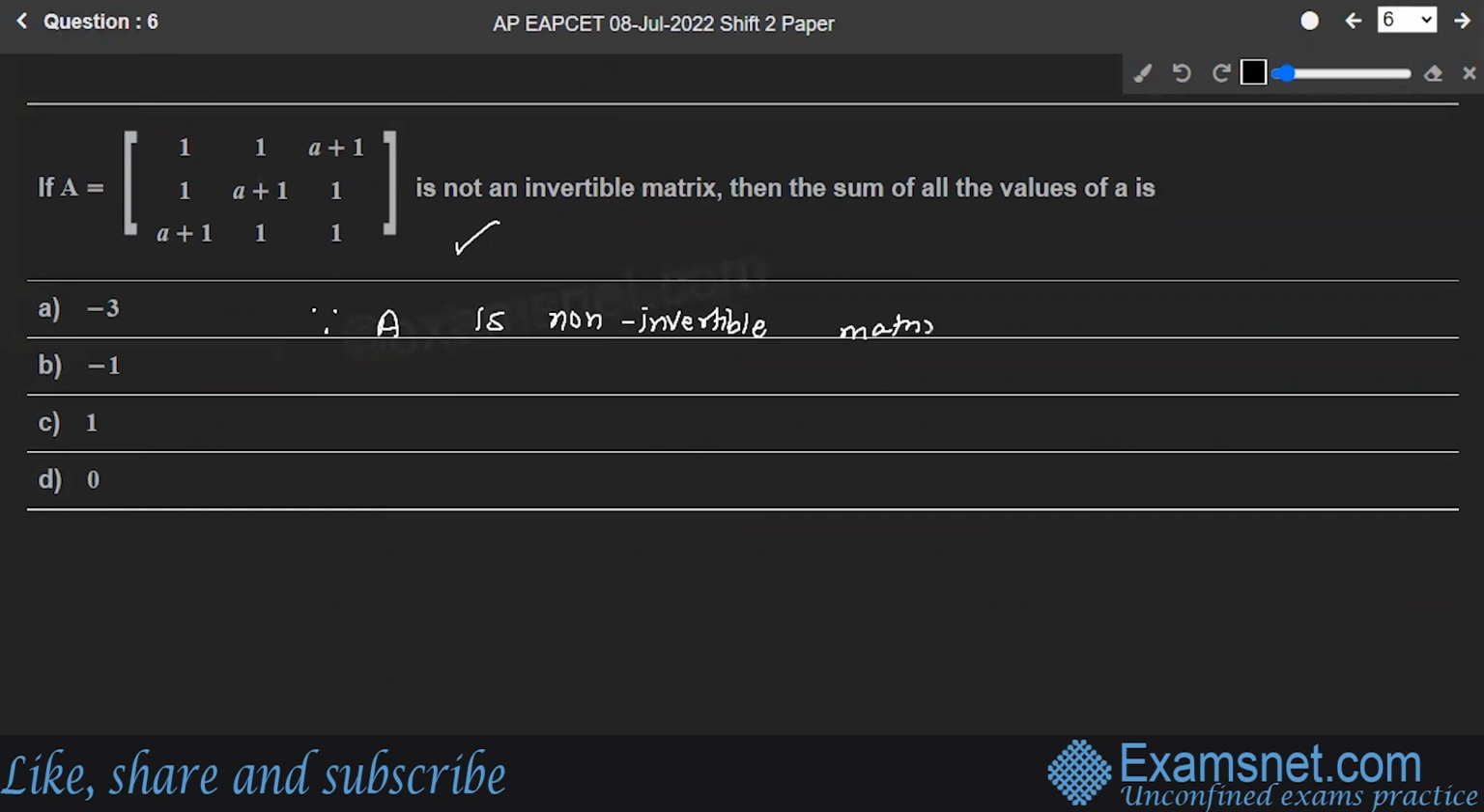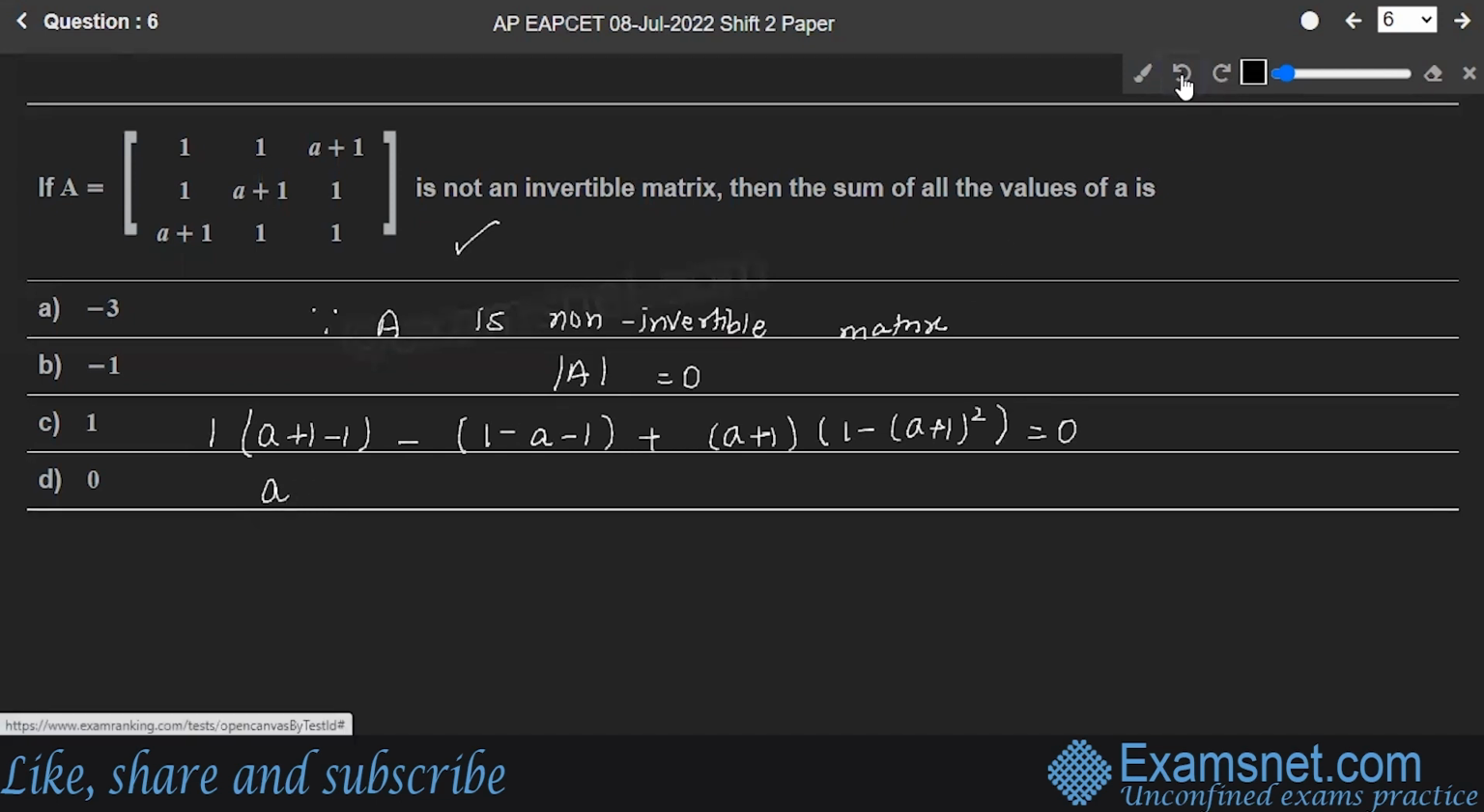A is a non-invertible matrix. Therefore, the determinant of A can be written as 0. That means 1 into (A plus 1) minus 1 minus 1 minus A minus 1 plus (A plus 1) into (1 minus A plus 1 square) is equal to 0. Let's open it up. You will have A plus 1. This 1 will get cancelled, and even this will cancel.